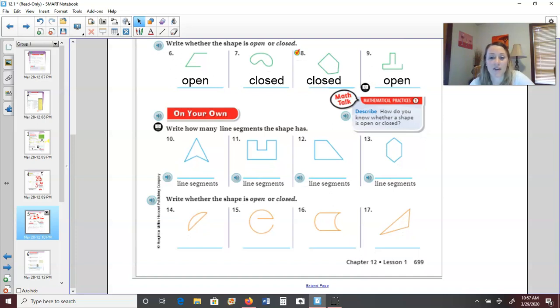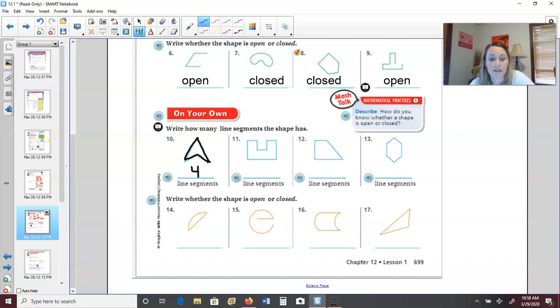All right, number 10, on your own, you could pause the video right now if you would like and do these next few problems on your own and then hit play to check over your work, or you can just keep working along with me. But it wants us to write down how many line segments the shape has. Again, I will remind you, a line segment goes from one end point down to another end point. It's just a fancier word for the sides of a shape. So in this shape, I count 1, 2, 3, 4. So there are 4 line segments in that shape.